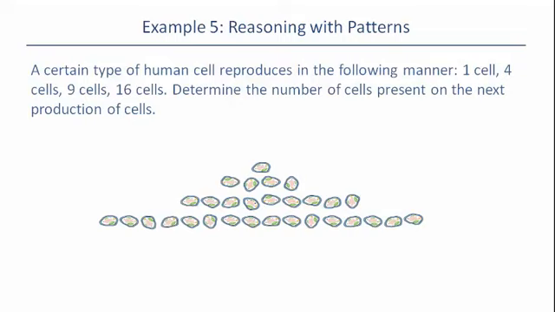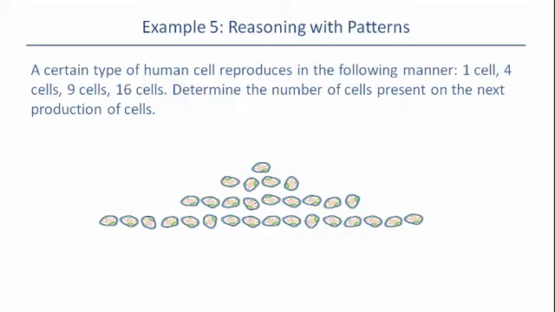Now, how about reasoning with patterns? These lines represent multiplication of a cell at a certain point. So it starts with one cell, then it goes to 4, then 9 and 16, and so on and so forth. And they want you to determine the number of cells present on the next production. Well, you can write down the numbers, 1, 4, 9, 16, and recognize that all those numbers are perfect squares, 1 squared, 2 squared, 3 squared, 4 squared. So the next one's going to be 5 squared, which is 25, and I'm going to have 25 cells, right?